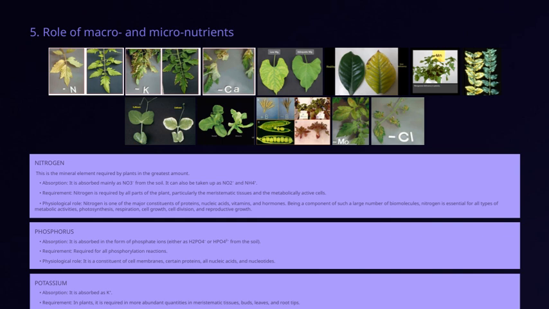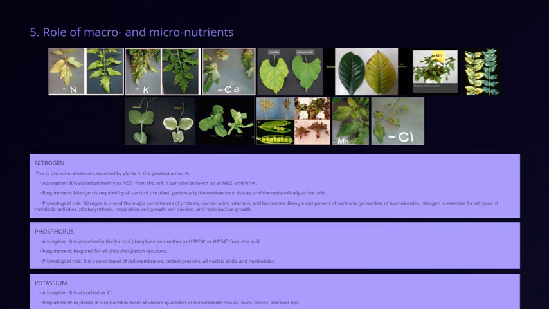Calcium helps maintain cell turgidity, activates enzymes, and is involved in opening and closing stomata. It is essential for protein synthesis and maintaining ion balance within cells. Plants absorb calcium as Ca2+, especially in meristematic tissues, buds, and root tips.